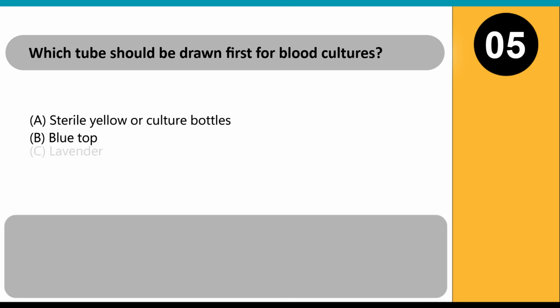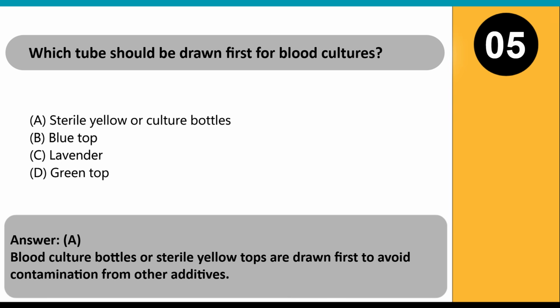Which tube should be drawn first for blood cultures? A. Sterile yellow or culture bottles. B. Blue top. C. Lavender. D. Green top. Answer: A. Blood culture bottles or sterile yellow tops are drawn first to avoid contamination from other additives.